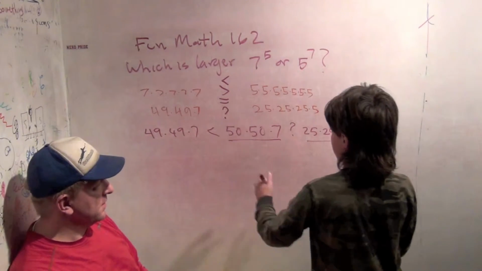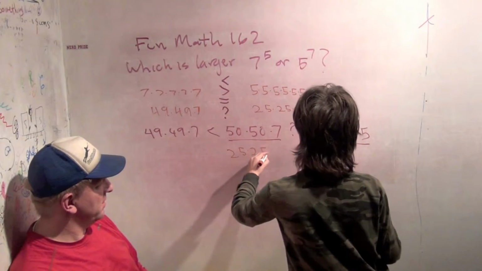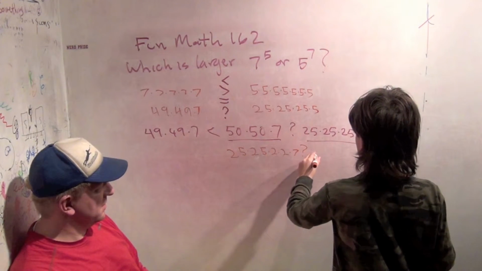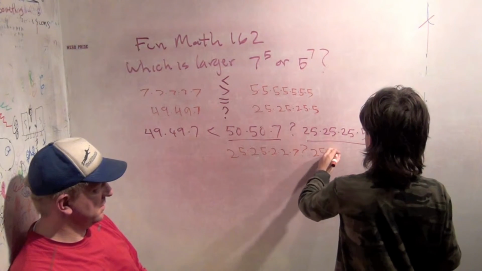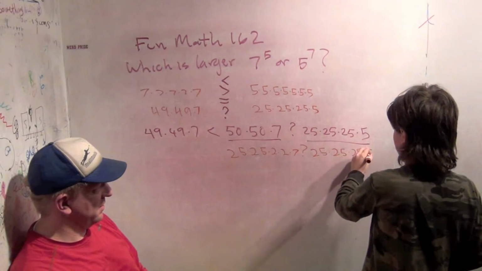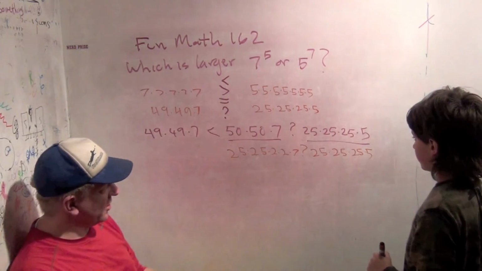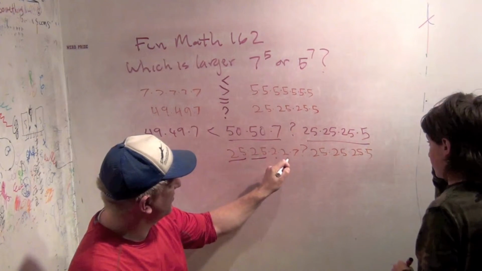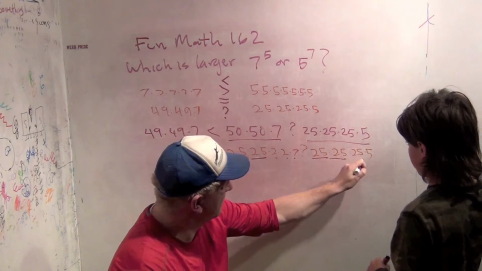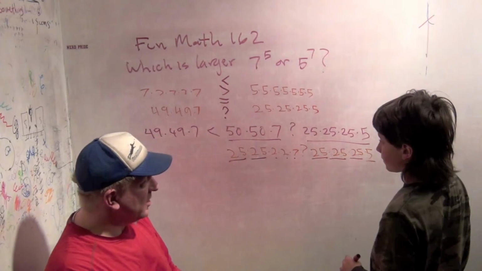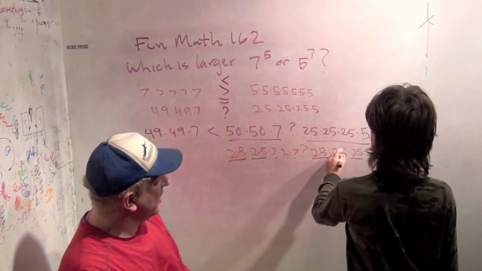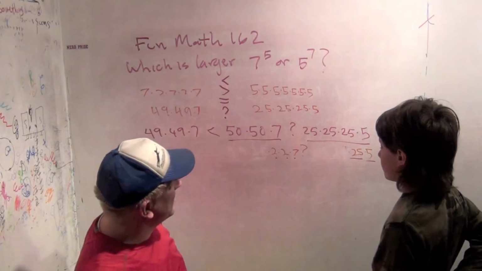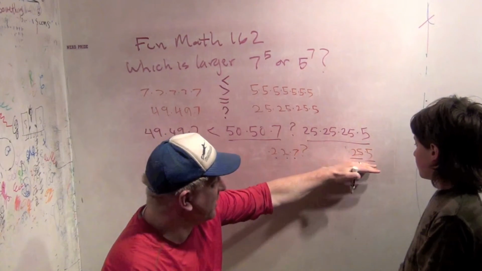Why? Because this is 25 times 25 times 2 times 2 times 7, and here we have 25 times 25 times 25 times 5. We're getting close to the bottom of our screen here. So what can we do? Cancel the 25s. I'm actually going to erase them completely. Now we have something interesting: 2 times 2 times 7, and compare that to 25 times 5.